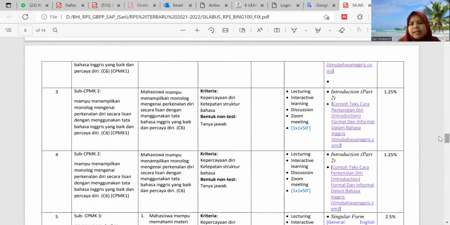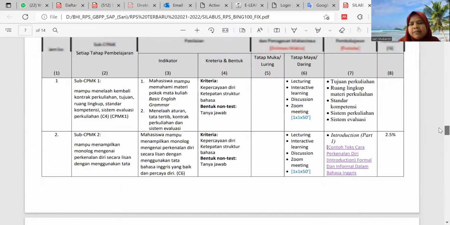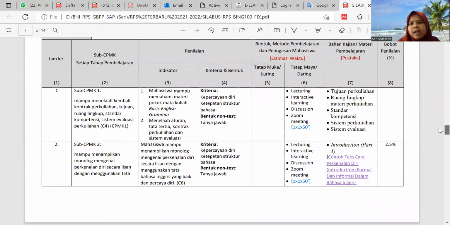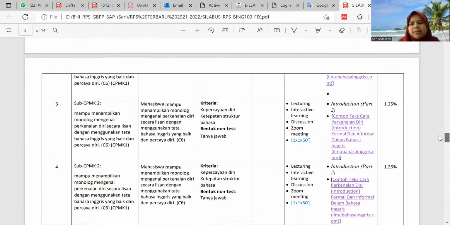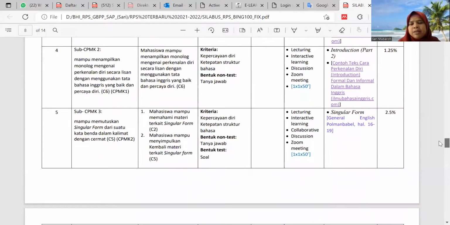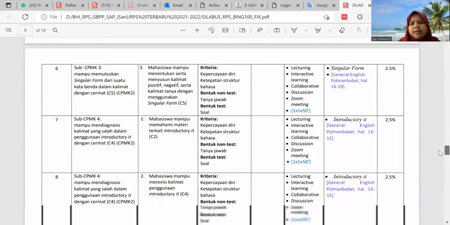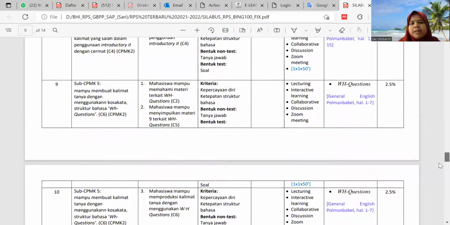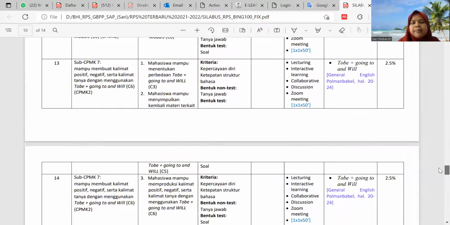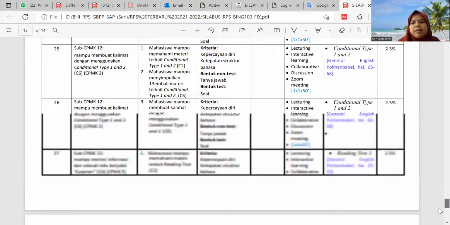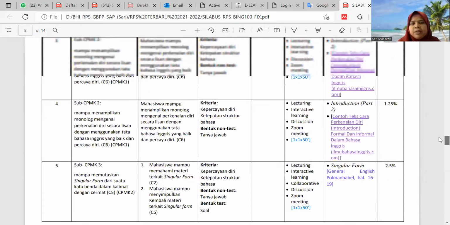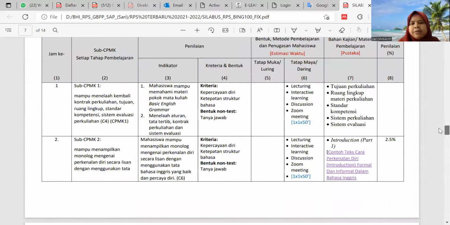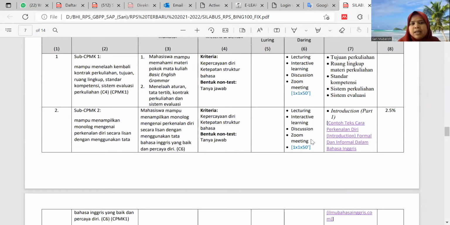Okay, for the detail, you can read by yourself. I will share this file into our LMS, our e-learning. You can download it there and prepare yourself for this semester. But we are going to talk about every meeting. This is the plan.